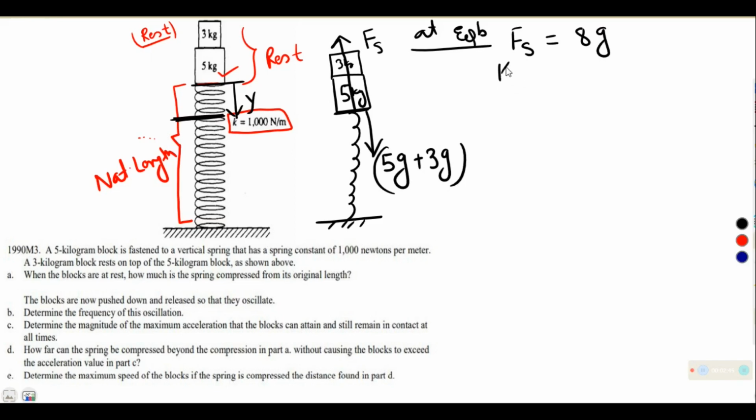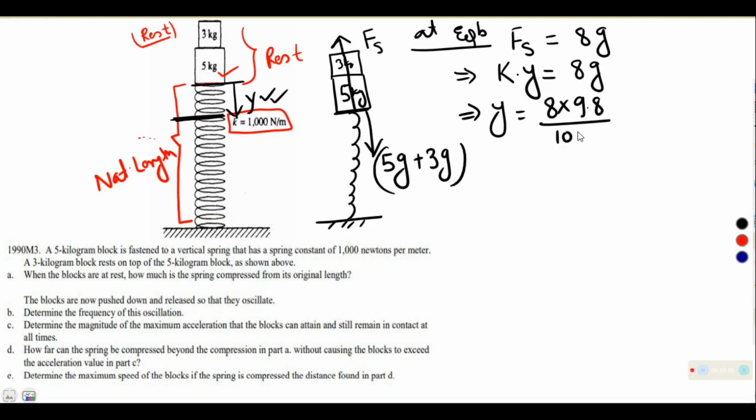Fs will be equal to k times y, where we have assumed y is the compression. So ky is equal to 8g. So we can find the value of y equal to 8 times g, with g as 9.8, divided by k, which is 1000. After solving, you will get approximately 0.078 meters. So this is the answer of the first part.